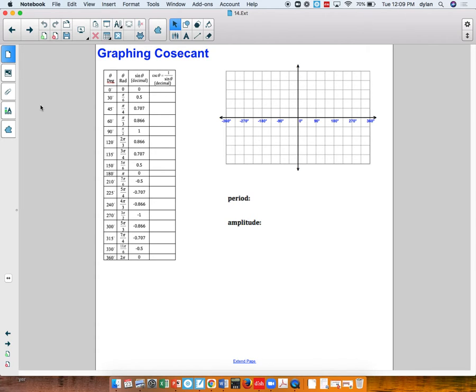So I'd like you to take a moment where you pause the video, you fill out the rest of the table with the decimal values for cosecant as the reciprocal of the sine values. And then you plot all the points for both sine and cosecant. So I want you to plot both in 2 different colors on your graph. And then once you've done that, you can resume the video.